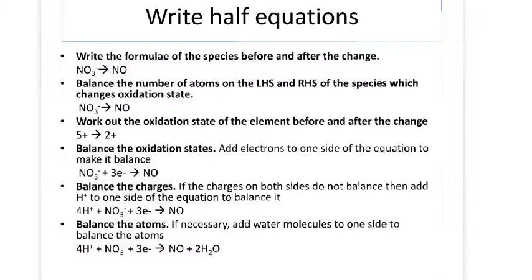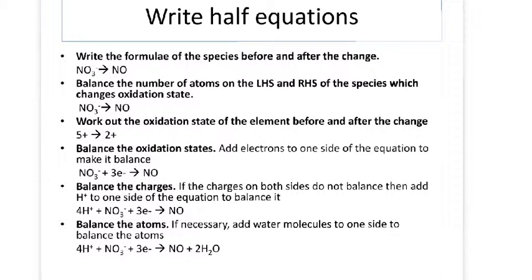Okay, so the next step we need to do is to balance the oxidation states. And to do this, if you remember, we have to add electrons to one side of the equation to make it balance. So we've got +5 on the left hand side and +2 on the right hand side, so we need to add 3 electrons to the left hand side to make it balance. So the equation becomes NO3- plus 3 electrons goes to NO.